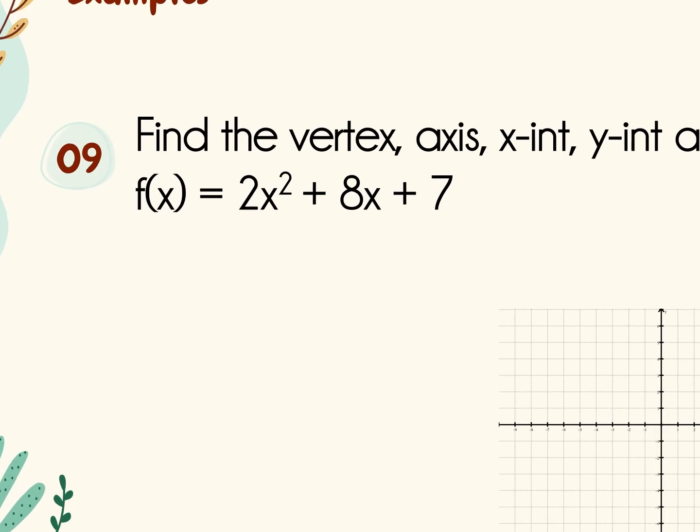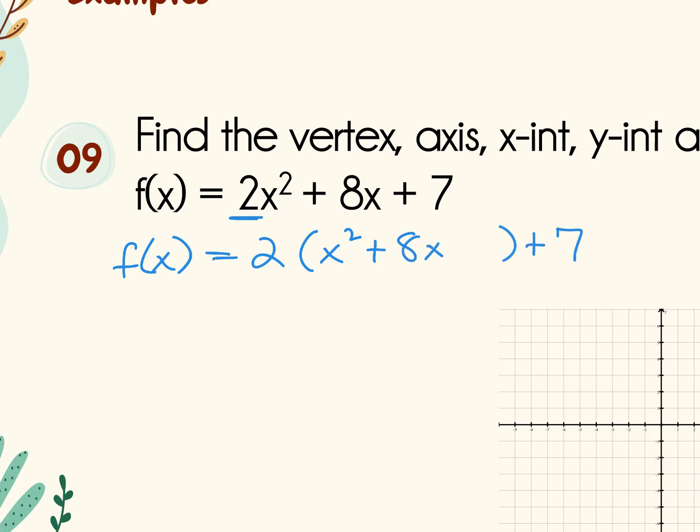So again, I am going to make sure that my A value here is a 1, and it's not. So I'm going to go ahead and factor out 2. I'm also going to shift that constant to the other side, outside of the parentheses. I'm now going to take my B term, divide it by 2, and square it. I get 4. 4 squared.